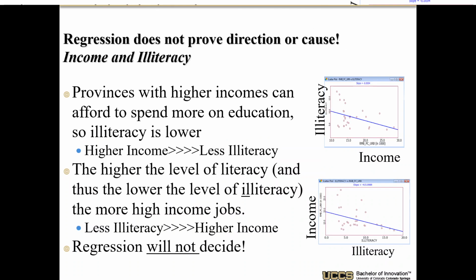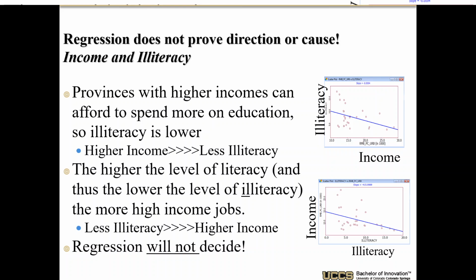So regression doesn't prove direction or cause, as I said, and I sort of made that comment. Lots of people will say that regression is a way of testing for causality. In my view, that's completely bogus. Regression is a mathematical tool I use. How I want to interpret it depends on what I do.